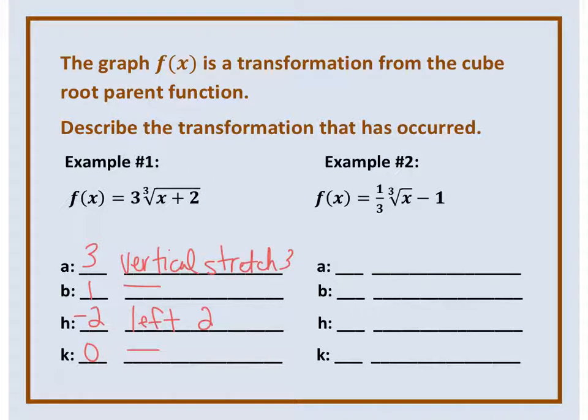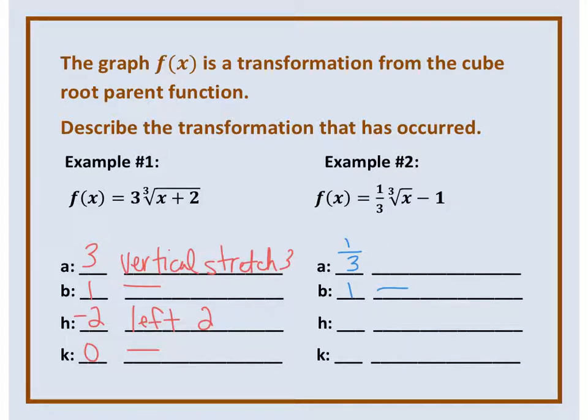Okay, the next question. A is in front of my radical. This is a cube root of x, and this -1 is after the radical, which means this is my k value. So my a value is 1/3. My b value, which is in front of the x, is 1. And that's going to do nothing to my graph.